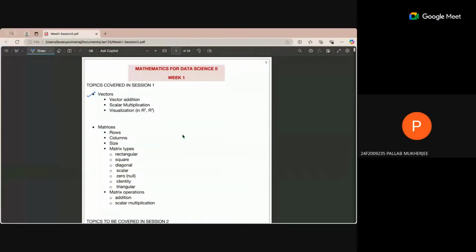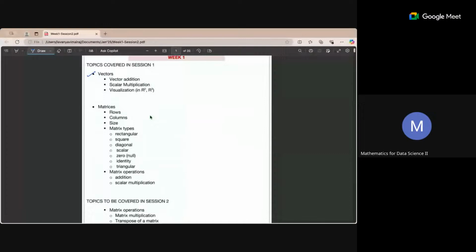So suppose we are having a matrix. Let us say we have a matrix like this. Now, can you say how many rows are there and how many columns are there? What is the size of the matrix? 3 by 2. 3 rows and 2 columns, right? Okay.